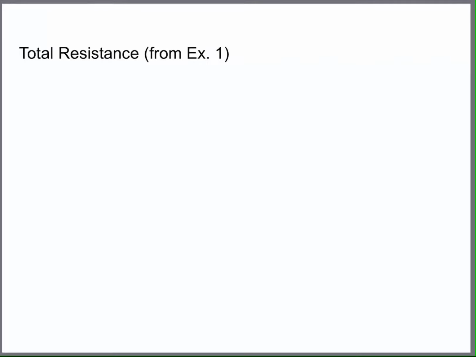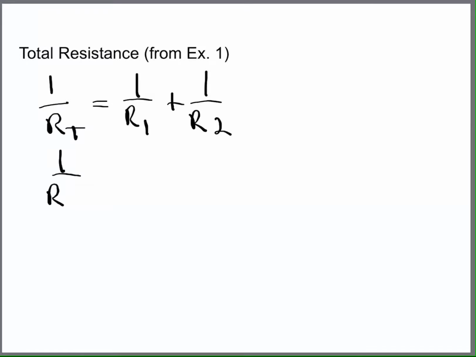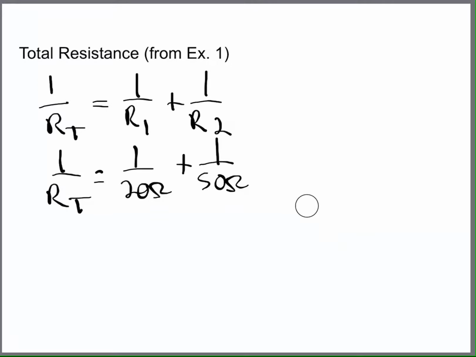So to find the total resistance, there's 2 different ways of doing it. Let's do this way first. 1 over R total equals 1 over R1 plus 1 over R2. So 1 over R total equals 1 over 20, because that was the resistance of R1, and 1 over 50. Now, let's remember our basic math. We need a common denominator here.